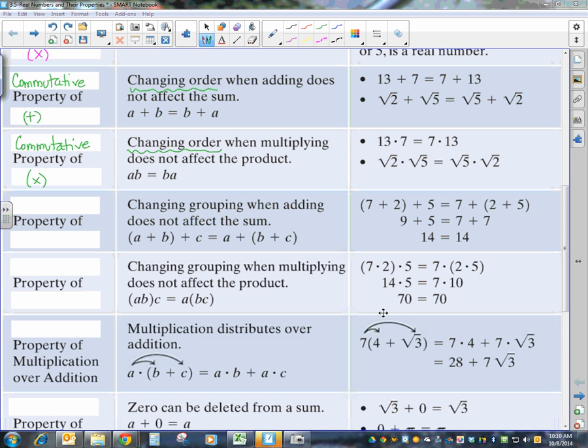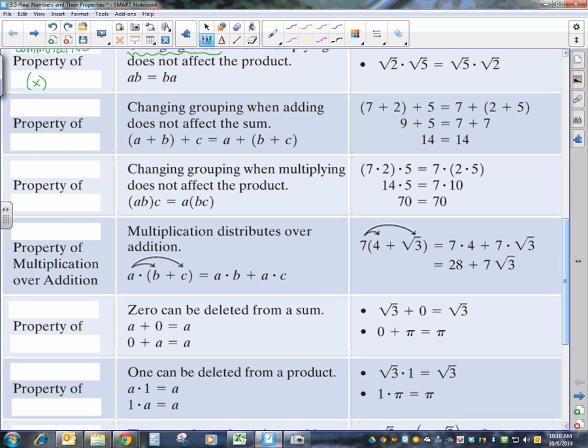All right, the next group that we have is one that has to do with what's inside of the grouping symbols. So if you are changing your grouping, only what's inside, think about the group that you hang out with. That is your associative property of addition if you're adding, and it is multiplication if you're multiplying.